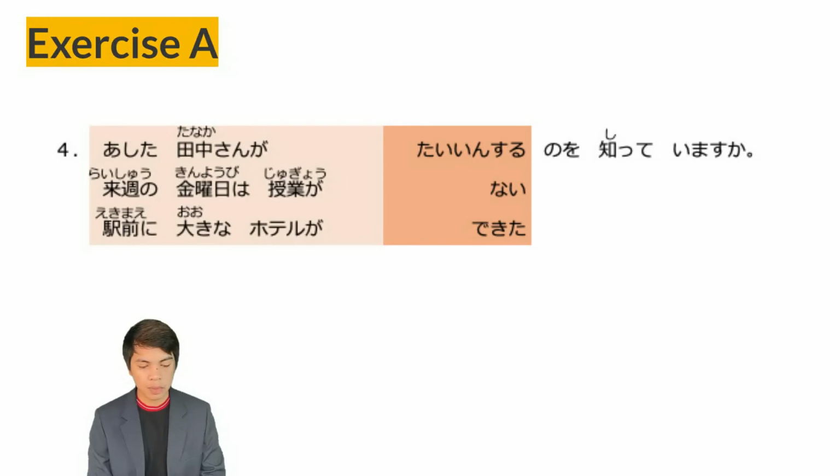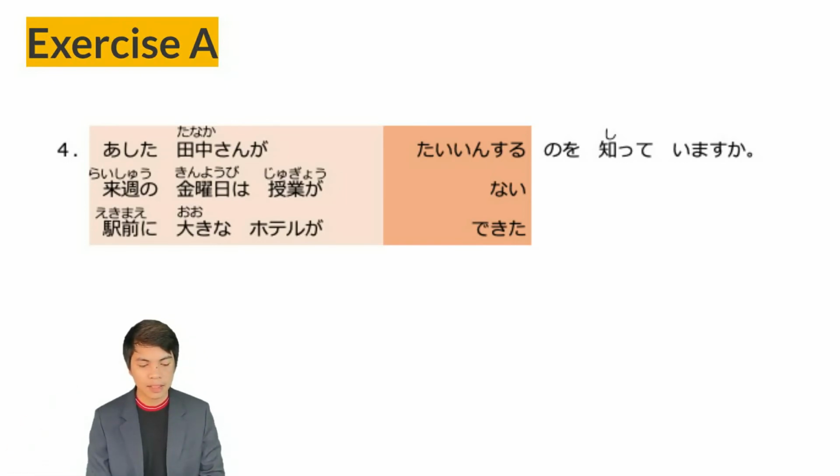Raishu no kinyoubi wa zangyo ga nai no o shite imasu ka? So, raishu no kinyoubi, next Friday. Zangyo ga nai. So, there is no overtime. Zangyo ga arimasen. So, zangyo ga nai no o shite imasu ka? Do you know that there is or there will be no overtime next Friday?